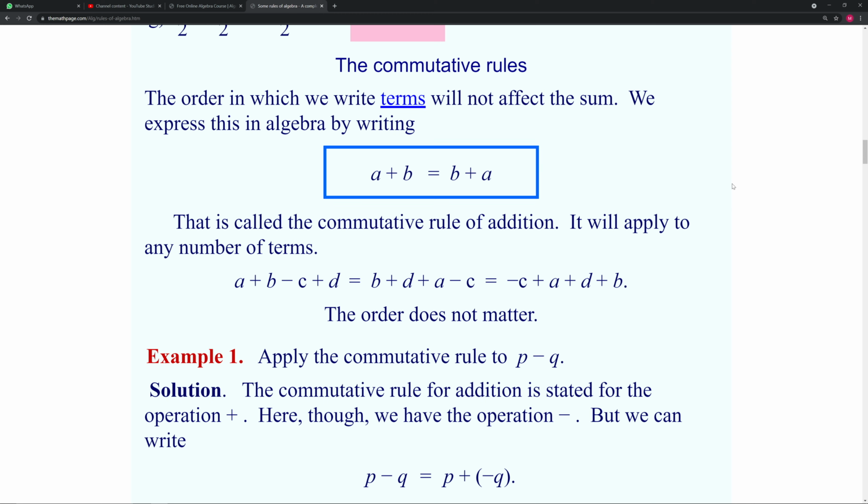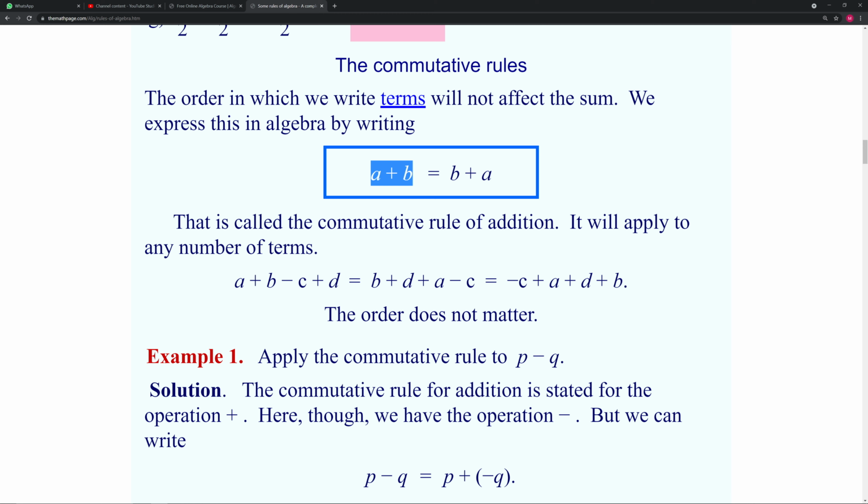So let's look at the word commutative. Think of the word commute. When we commute, we go from point A to point B. Some days that might be different, but ultimately we are traveling from some location to another location. Similarly with the commutative rule of addition, the order in which we write terms will not affect the sum. So we can have one term and another term, and we can flip these terms, and the ordering does not affect the sum. This still equals this.